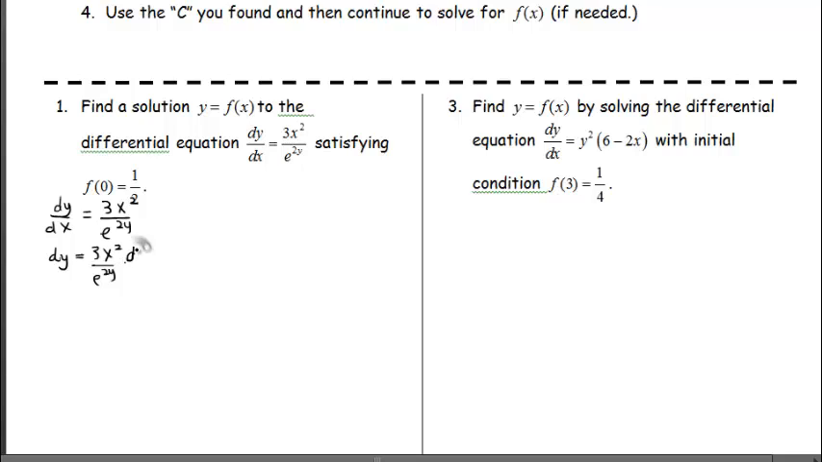So I'm going to put the dx up top here. And then I'm going to multiply both sides by e to the 2y. So that's going to pull it out of the denominator, and I'm going to end up with e to the 2y dy equals 3x squared dx. Okay, so I have y's on the left, x's on the right. Time to bring in the integral symbol.